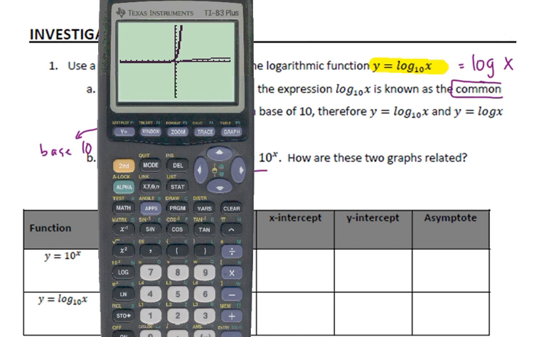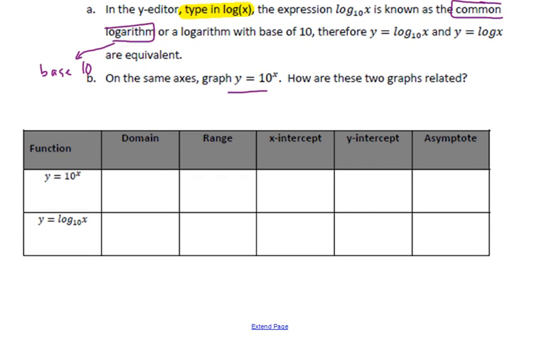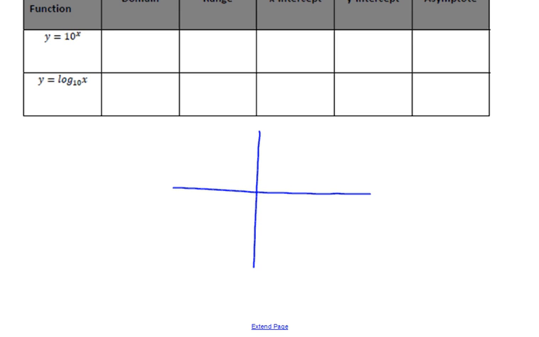Okay. If I do a quick sketch here, this is my exponential function, y equals 10 to the power of x, and my log function went like this, y equals log x.